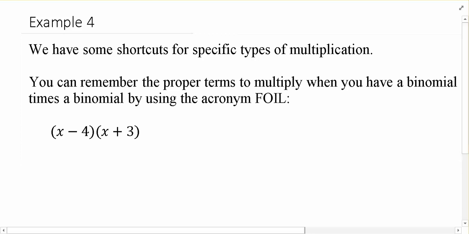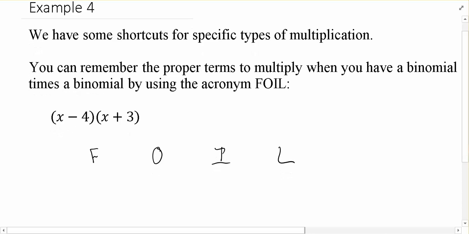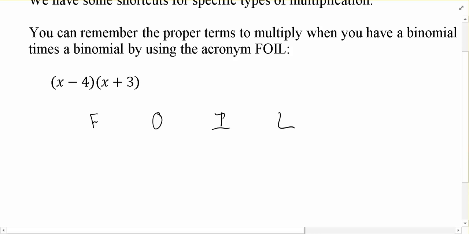So to use FOIL, we want to go ahead and say I need first, outside, inside, last. We're going to organize our work. And then the F, the first part, says let's multiply together the first term from each polynomial. In this case, that's x times x, which gets us x squared.